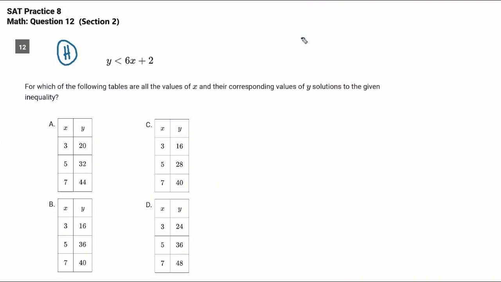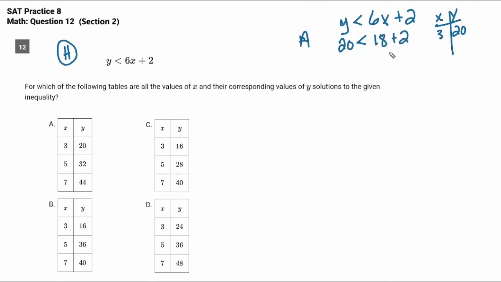So I'm going to start by writing down A. I'll write the equation. I want to keep a chart of my x's and y's because I don't want to get them confused. So the first time I do it, y is 20. Is that less than 6 times x, 6 times 3, 18 plus 2? Is 20 less than 20? It's not. So A is gone. I'm going to write A, B, C, D. I'm going to cross out A.